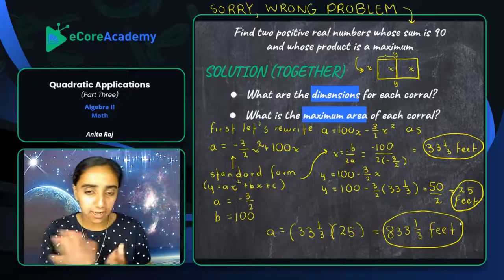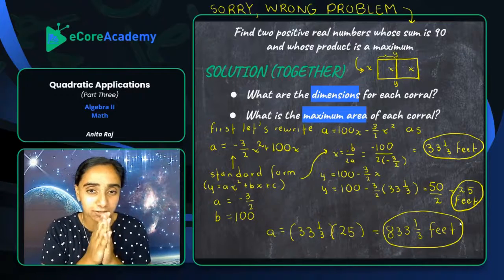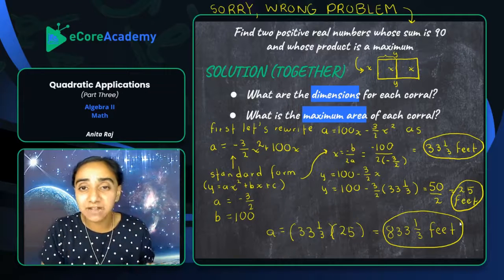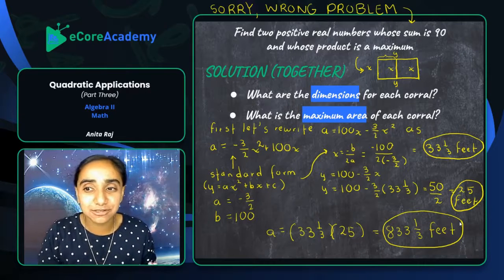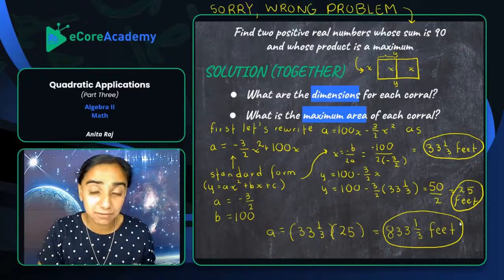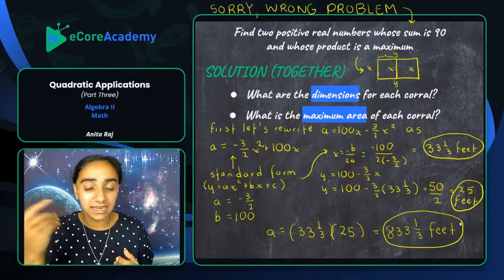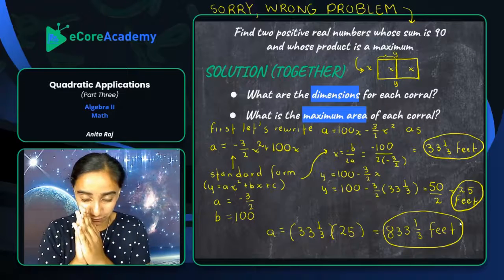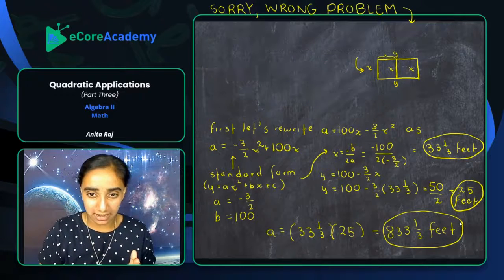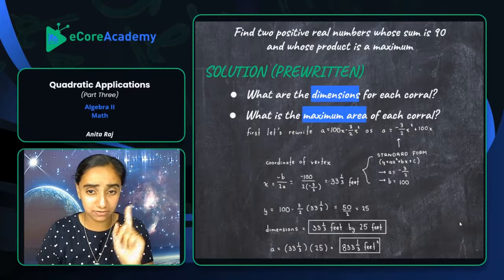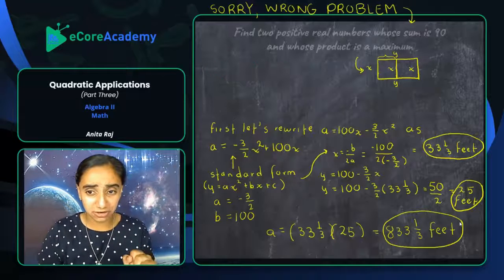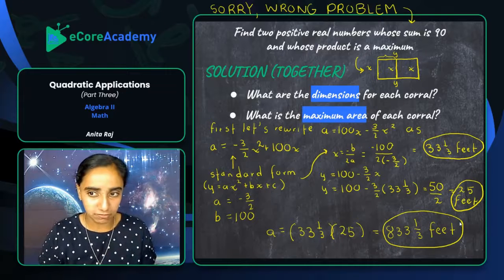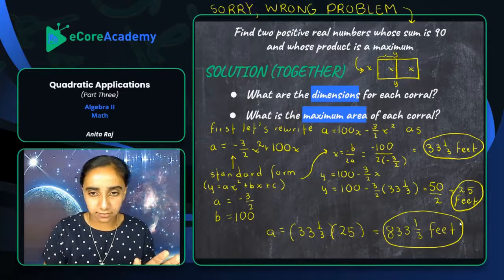Also, before I end this video, I really want to apologize. If you see at the top of the screen, I've written "sorry, wrong problem," because I've actually written "find two positive real numbers whose sum is 90 and whose product is a maximum." That's from the last video, and it got copied onto this video. So remember, this video is about the rancher, not the number sense. I also did it on the last slide as well. Super sorry about that, but because I walked you through it, it should be fine. You should know all the information. I just wanted to give you a heads up so you're not confused.